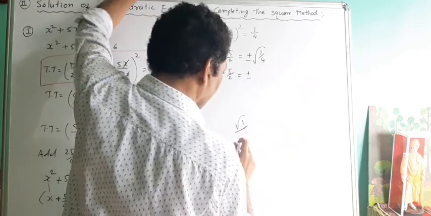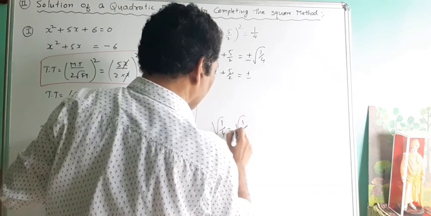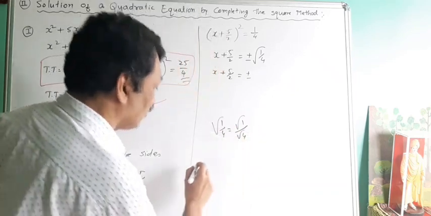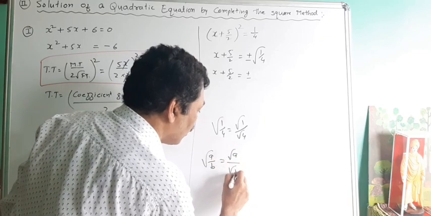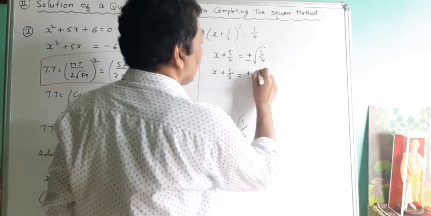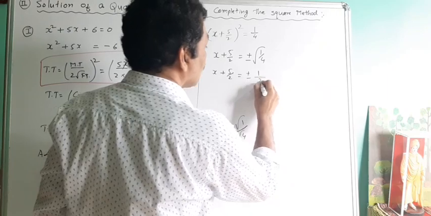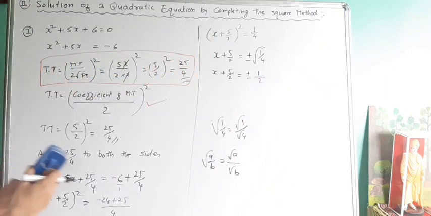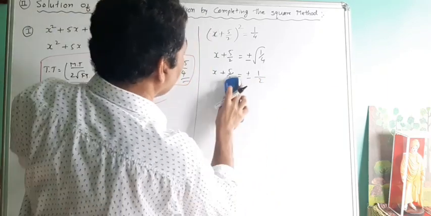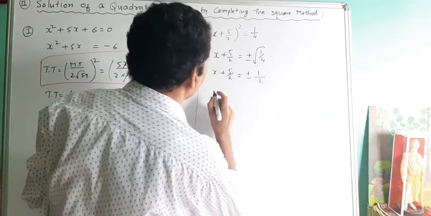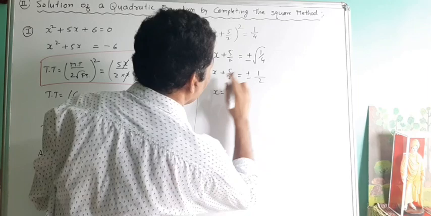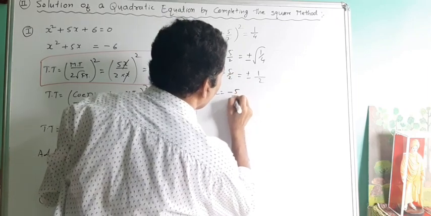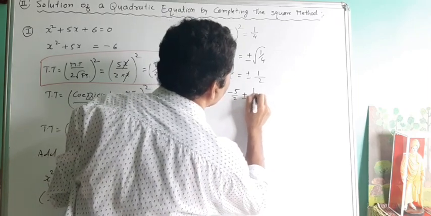The square root of 1/4 is equal to the square root of 1 upon the square root of 4, because we know the square root of a/b is equal to the square root of a upon the square root of b. So the square root of 1 is 1, and the square root of 4 is 2. If I take this plus 5/2 to the other side, it becomes minus 5/2. So x is equal to -5/2 ± 1/2.